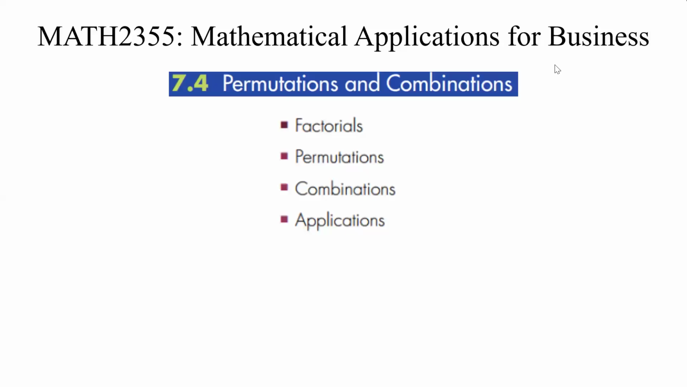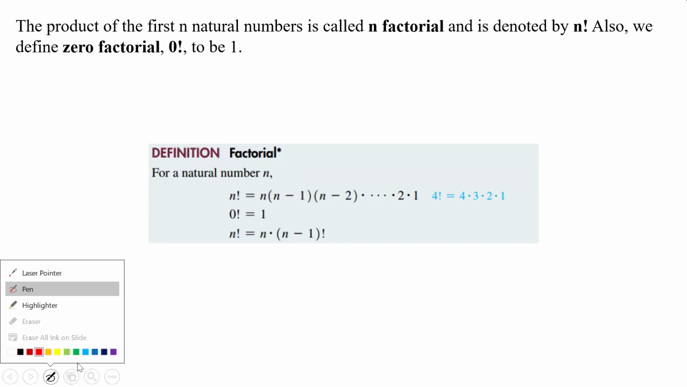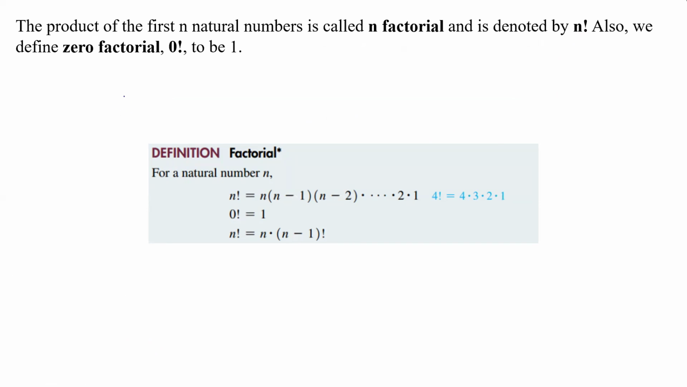All right, so here we are on 7.4 on permutations and combinations. So we'll look at factorials, permutations, combinations, and then some applications. The product of the first n natural numbers is called n factorial and is denoted by the n with an exclamation mark. Now we also define 0 factorial to be 1. That's a definition that you'll need to know, and if you ever have to do 0 factorial, that's just 1.